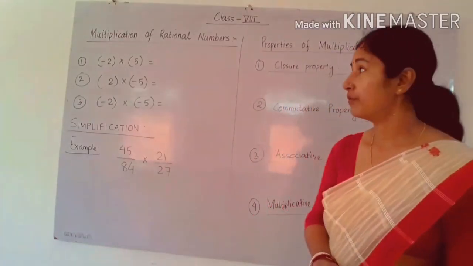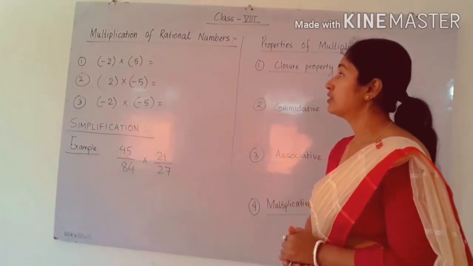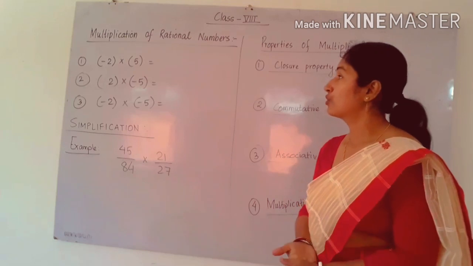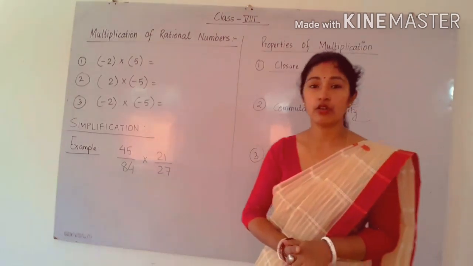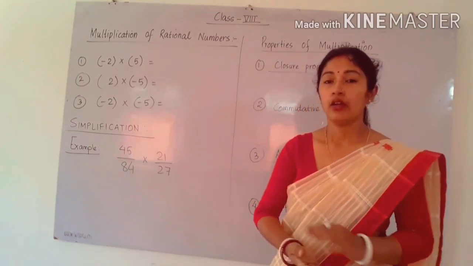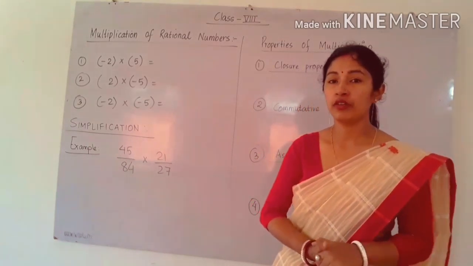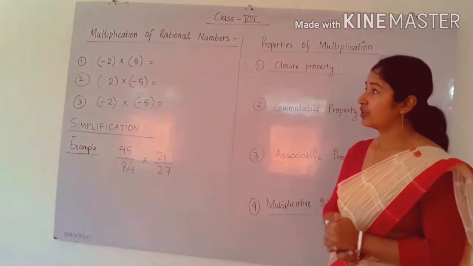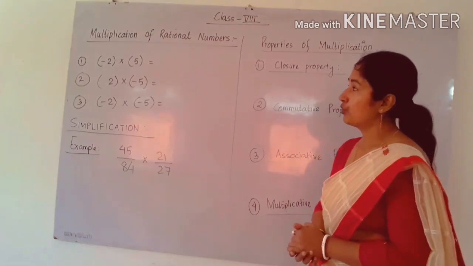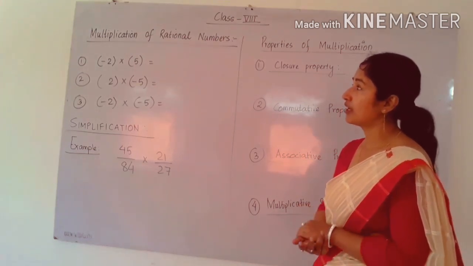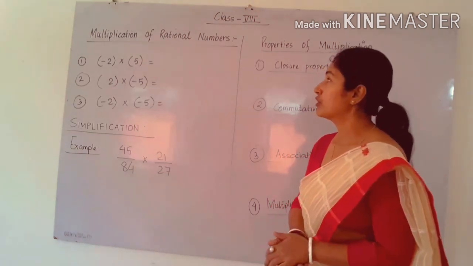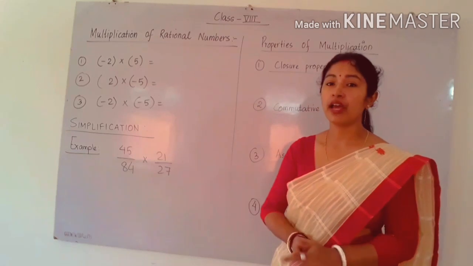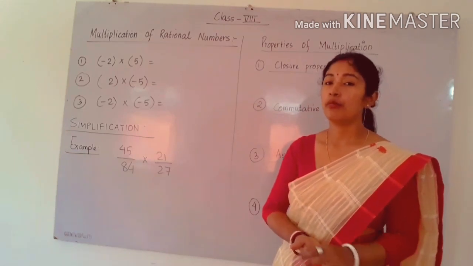Students, so I will continue the first chapter of class 8. So already we have studied about the addition and subtraction of rational numbers, and I have discussed some questions in my previous lecture. So today I am going to discuss the multiplication of rational numbers and what are its properties.